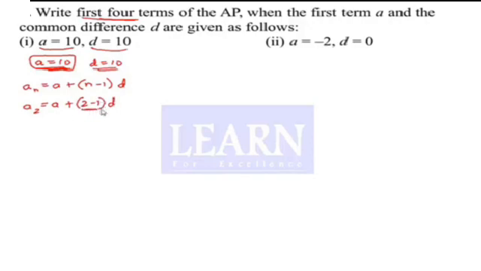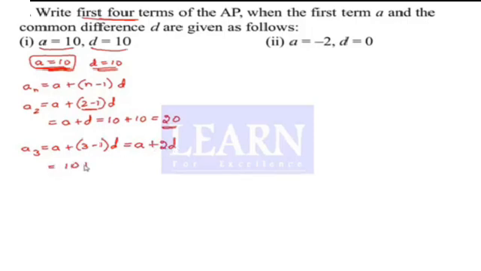Now how to find A2? For A2 we can use the formula, that is A plus 2 minus 1 into D, which is equal to A plus D, which is equal to 10 plus 10 is equal to 20. Next we find the third term. A3 equals A plus 3 minus 1 into D. 3 minus 1 is nothing but 2, so we can write it as A plus 2D. A is 10 plus 2 into D value 10, that is 10 plus 20, which is equal to 30.